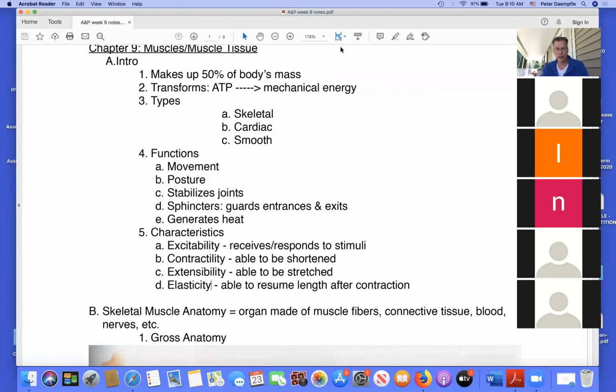Excitability leads to the next thing, contractility. You basically shorten it. A muscle shortens in order to move things. I repeat, you should write this down, put a little star next to this. A muscle shortens when it is excited, and that's what moves things. It is extended when it relaxes, so it stretches when it's relaxed. And then it's elastic. Elasticity is the ability to resume length after a contraction. So that's elasticity.